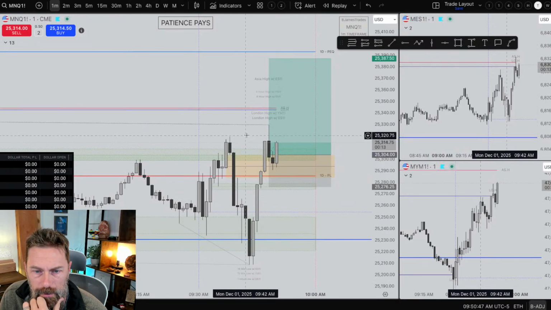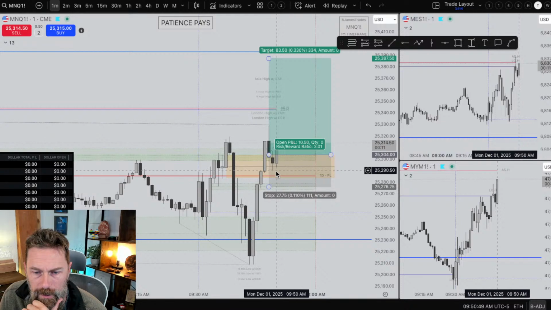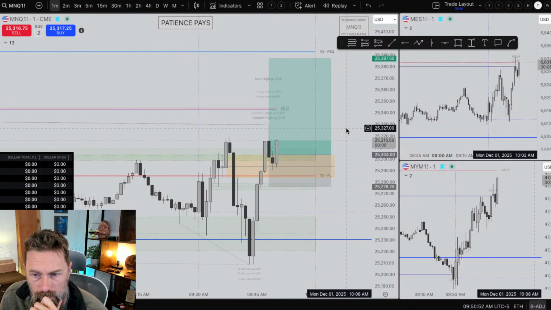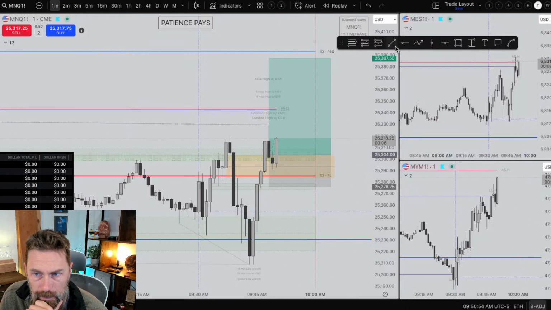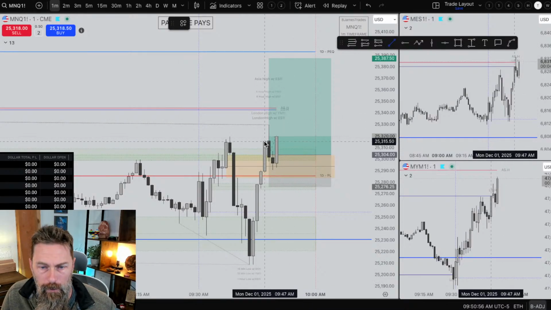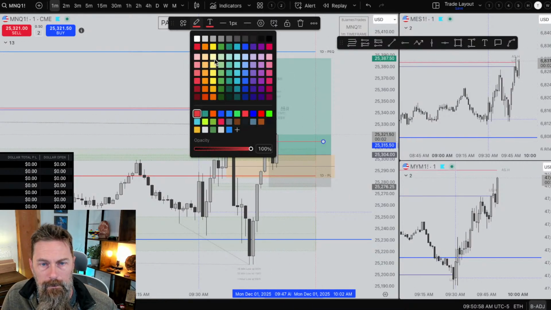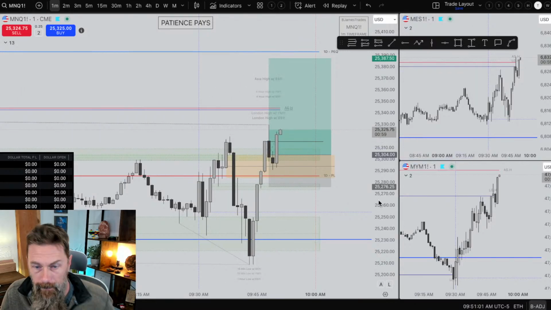What I don't like is it took this high before coming back down to retest this inversion. But it could close above, creating an order block here. Very nice, order block.